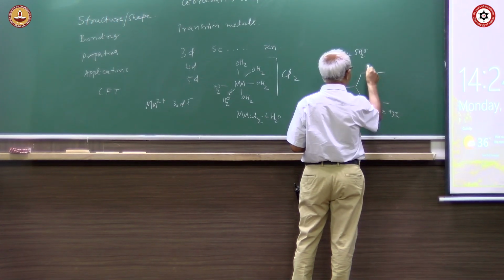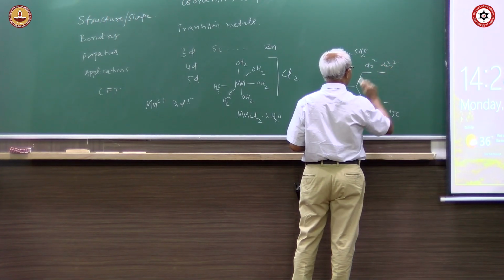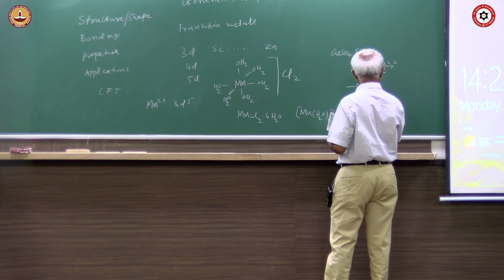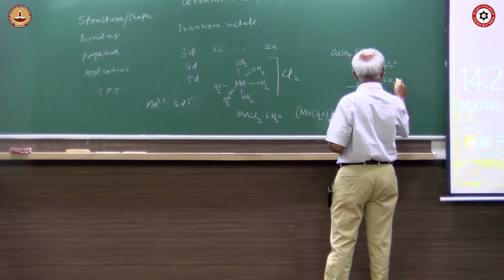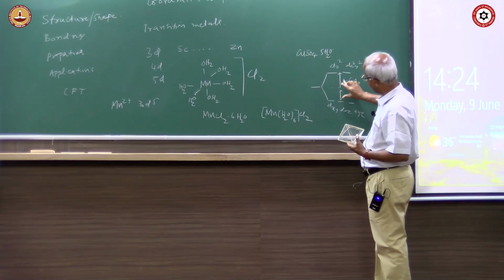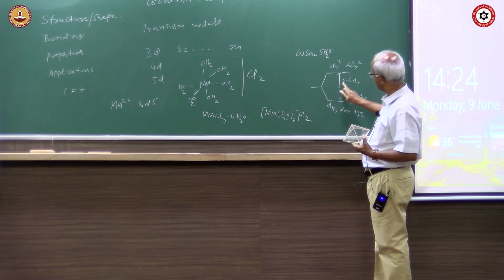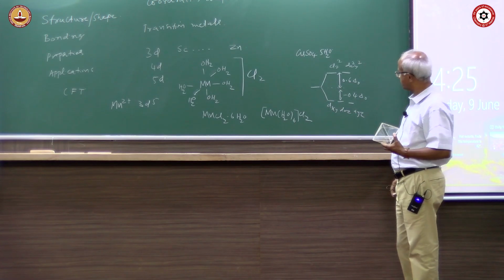All these 5 d orbitals, dz square and dx square minus y square, and this one gets separated into negative 0.4 delta O, and this one should be 0.6 delta O. So, this separation should be smaller than the upper separation, but I probably have written equal separation, but through this line I have represented that they are different.